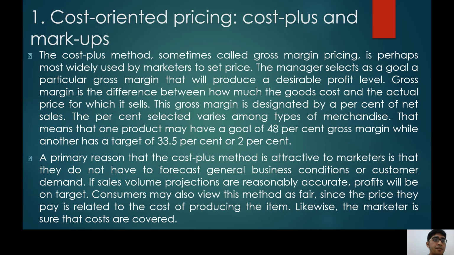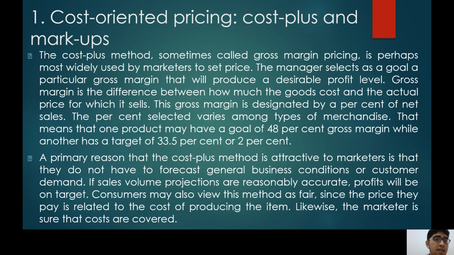We have number one, cost-oriented pricing. We have cost plus and markups. So what do you mean by cost-oriented pricing? The cost plus method, sometimes called gross margin pricing, is perhaps most widely used by marketers to set price. The manager selects as a goal a particular gross margin that will produce a desirable profit level. Gross margin is the difference between how much the goods cost and the actual price for which it sells. This gross margin is designated by a percent of net sales.